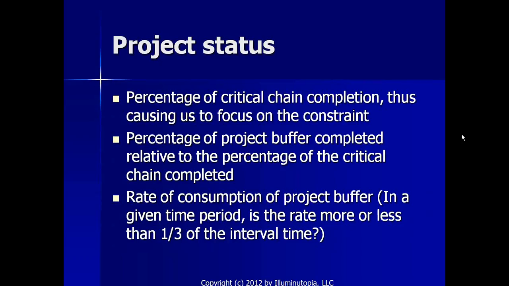So then what we want to do is measure the performance of the project using 3 measures. One is, what is the percentage of the critical chain completion, which causes us to focus on the constraint. What is the percentage of the project buffer completed relative to the percentage of the critical chain completed? And what is the rate of consumption of the project buffer in a given time period, is the rate more or less than 1/3 of the interval time?